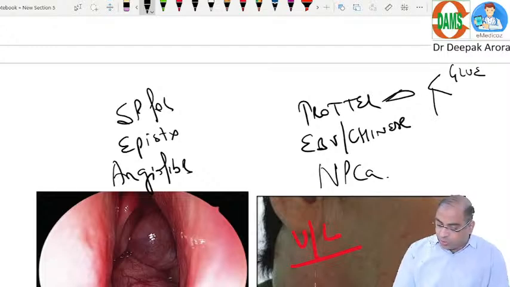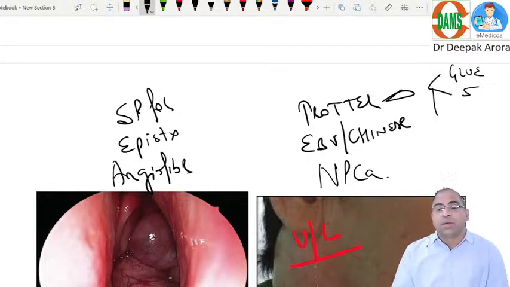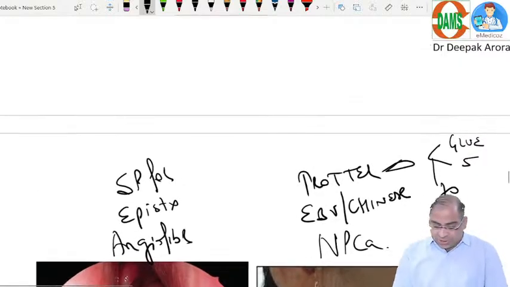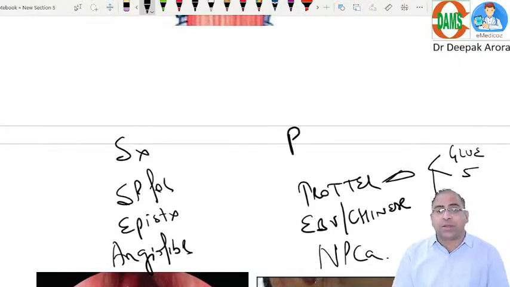There will be glue ear, and 5th nerve and 10th nerve palsy. In Gradenigo's triad, it is 5th and 6th nerve. Here it is 5th and 10th nerve palsy. Clear? In angiofibroma we do surgery. Here it is radiotherapy followed by chemotherapy.